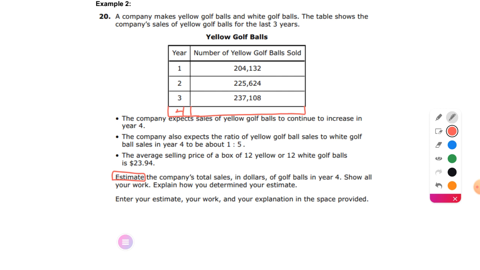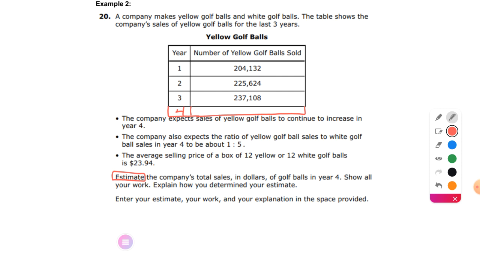How can I get an estimate for year 4? Dane? Average how many golf balls they sell more each year. Okay, like what do you, so like subtract 237,000. Okay, so he's saying see how much it increases from like year 1 to year 2, year 2 to year 3. Do we have to use those numbers?